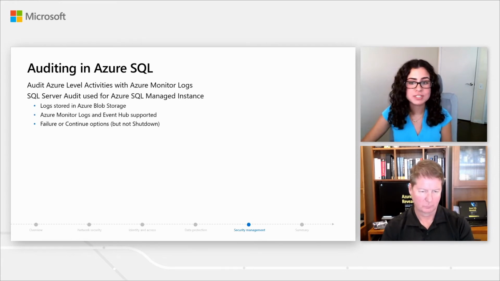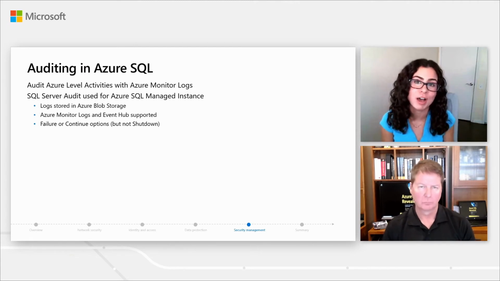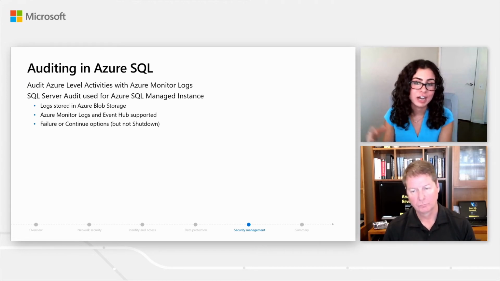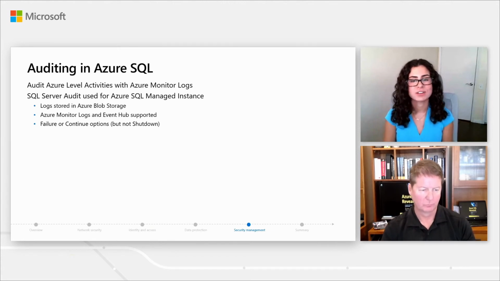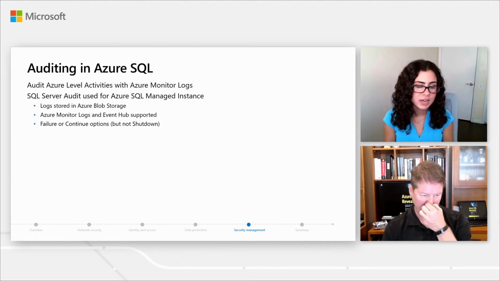Now, this is using SQL Server Audit, which works just like SQL Server, except the XEL files are stored in Azure Blob storage because, of course, Azure SQL Managed Instance doesn't have access to your local file system, and you don't have access to the Azure SQL Managed Instance file system. So that's really the biggest difference for that.